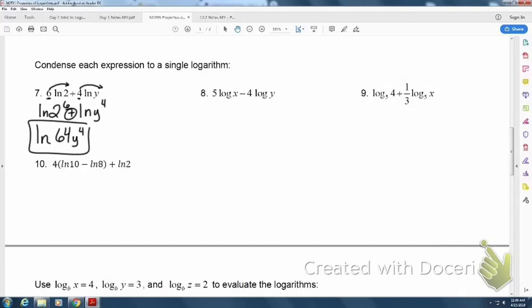On number 8, again I've got some coefficients, so I need to move those first. So I've got log x to the 5th minus log y to the 4th. Because I'm subtracting, I'm going to divide. So I've got log x to the 5th over y to the 4th.